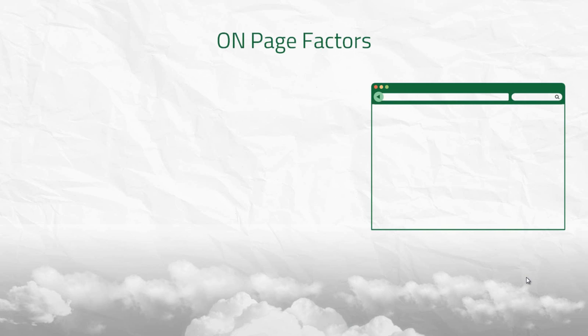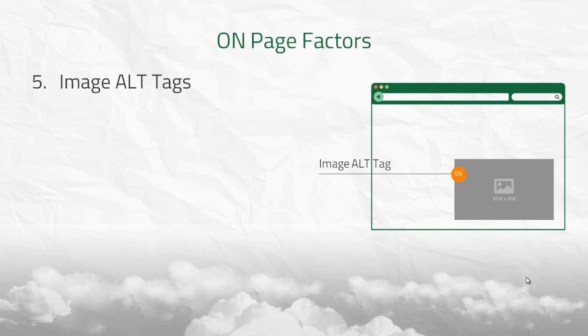Okay, next we have On-Page Factors. With the On-Page Factors, the fifth one is image alt tags. So that's the fifth one we're going to be talking about today. For those that need the HTML code, you would just use alt equals keyword, and that's in the image tag when you're making it.